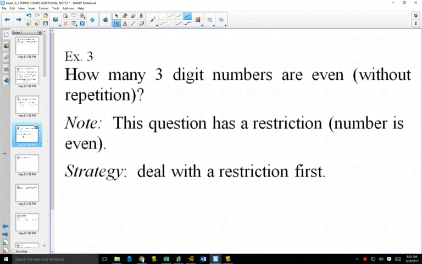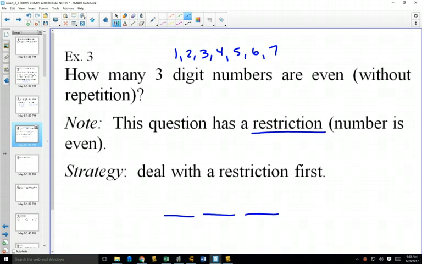How many 3-digit numbers, and again, for this one we're going to use the numbers 1 through 7. And here is something that's new that we haven't dealt with very much before. This is a restriction. How many 3-digit numbers are even, if you're not allowed to repeat? So you still have 3 decisions to make, okay? And how many choices do you have for your first one?